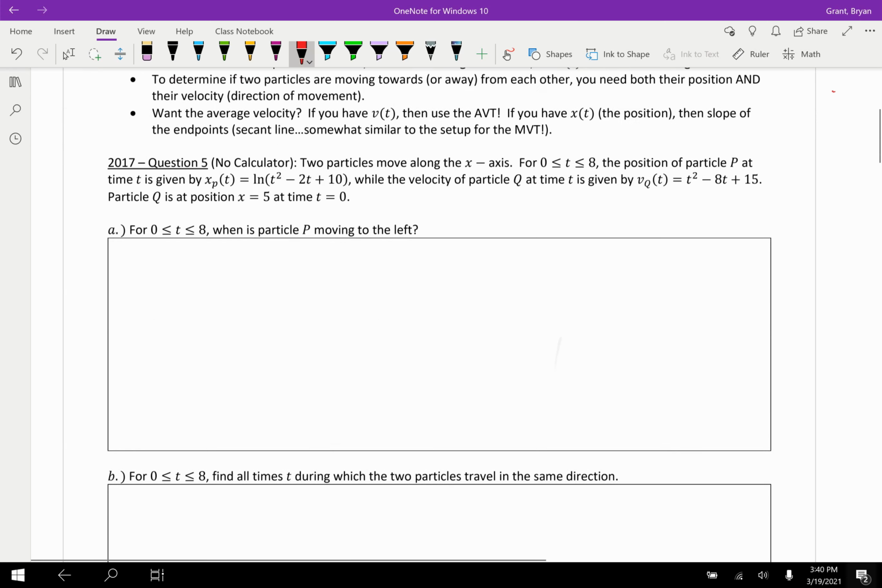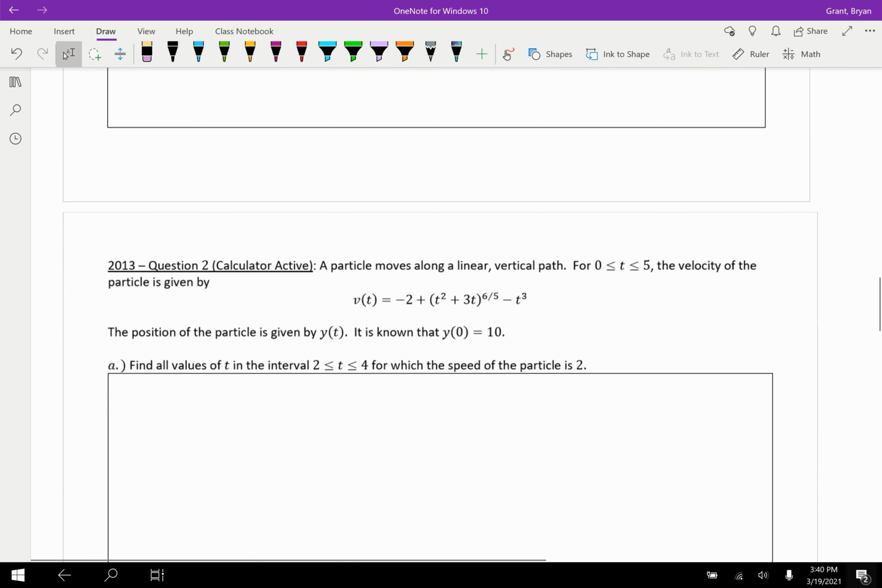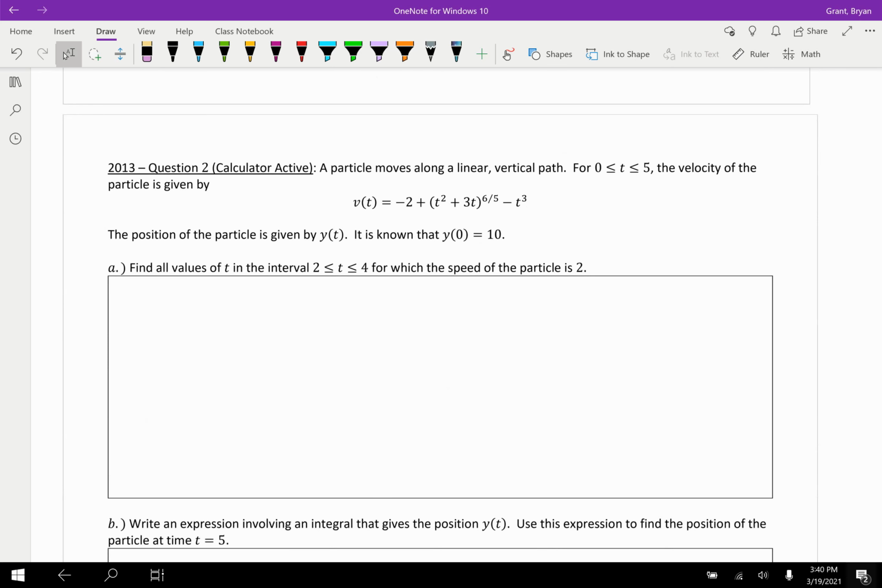I've set up two free responses for you. One of them from 2017, it seems to be my go-to, I actually really liked the free responses in 2017, is going to be no calculator. And then the second one we're going to go through is from 2013, and it is a calculator active question.